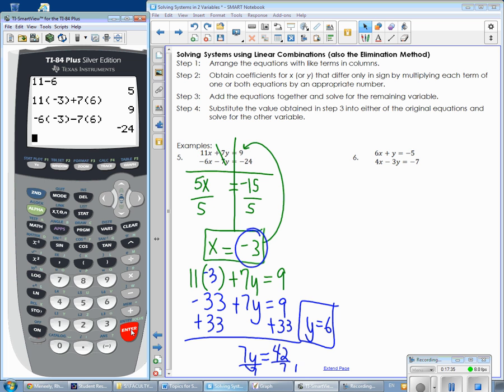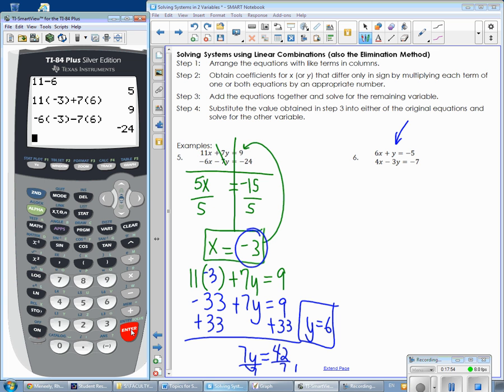So the goal is to transform one of the equations, or possibly both, so that one of my variables will cancel. And it doesn't matter which variable you choose to cancel. I'm going to notice that my y variable, because I have a y that has a coefficient of 1, that's going to be the easiest thing to cancel. And so what I'd like it to be is a positive 3, so that when I add it together with a negative 3, they both cancel.